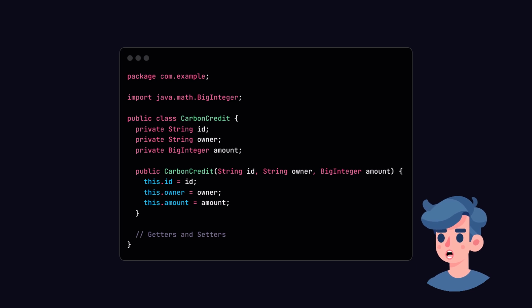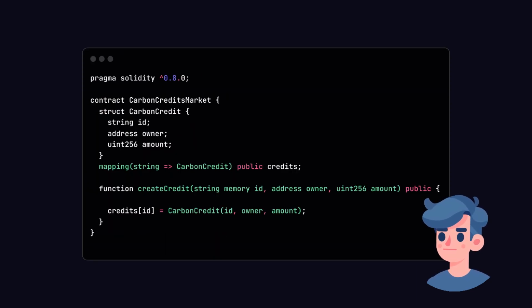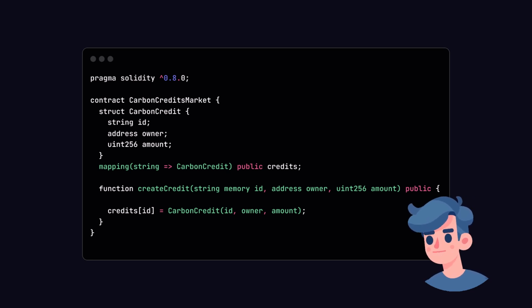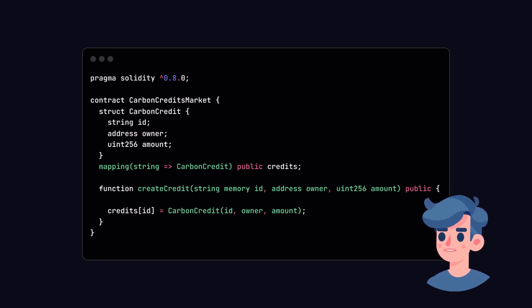Now that we have our dependencies, we can start writing our blockchain code. Let's create a class called CarbonCredit. This class will represent a carbon credit on our blockchain. In the CarbonCredit class, we define the properties of a carbon credit: an ID, the owner, and the amount of CO2 it represents.